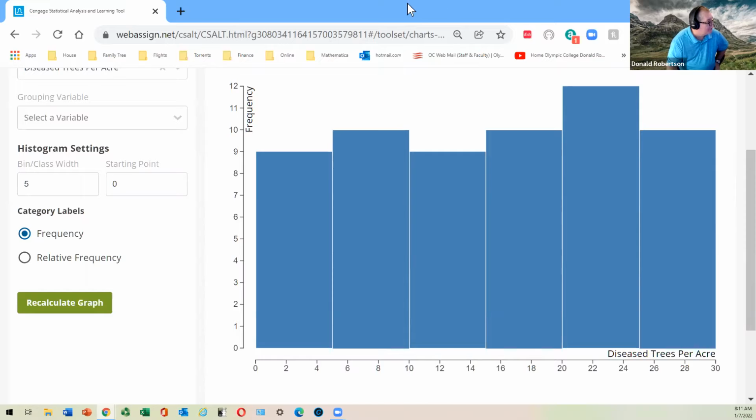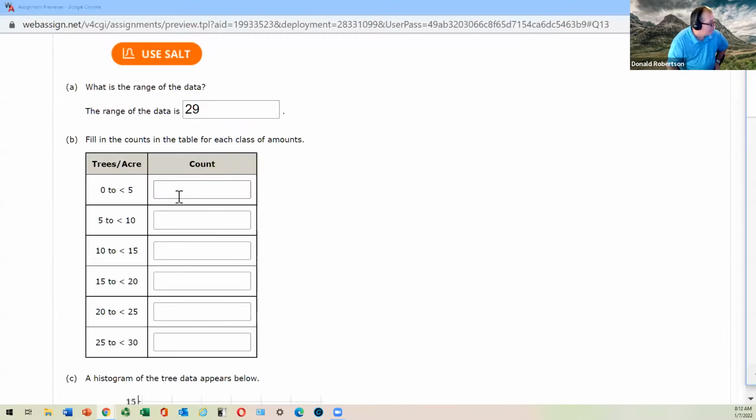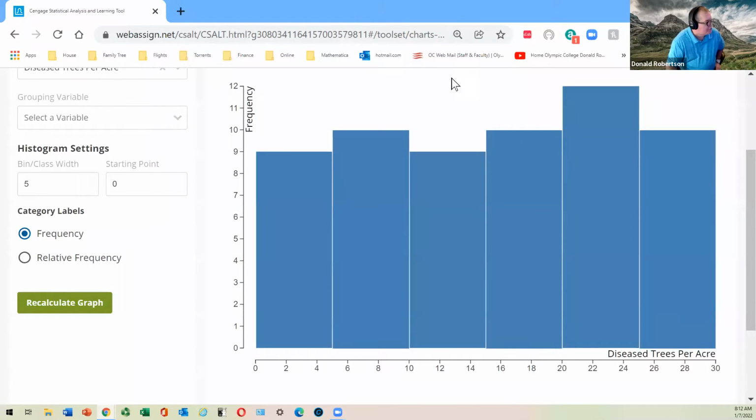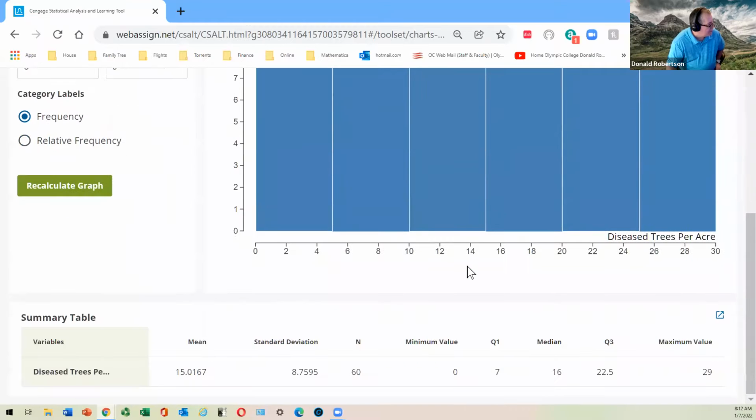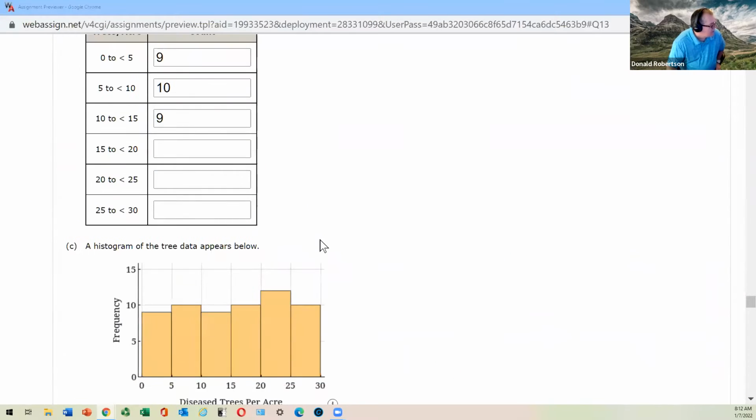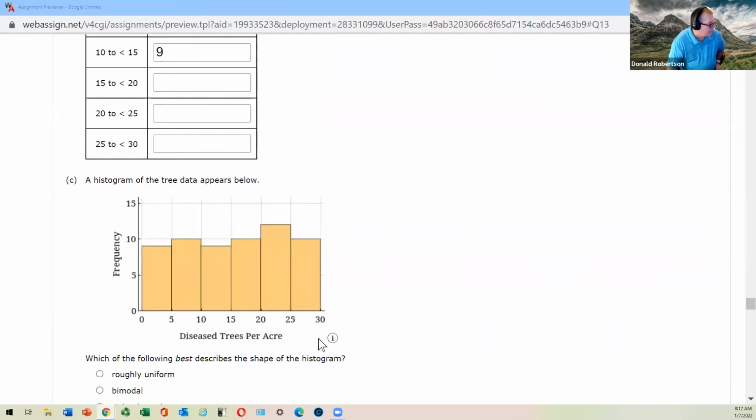So when we come to do that question, all we need to do is say, oh, there was 9 of them, and there was 10 of them, and there was 9 in that group. You see them all? And we're done. Now, it asks you for a histogram. Well, is it not the same histogram I had a few seconds ago?